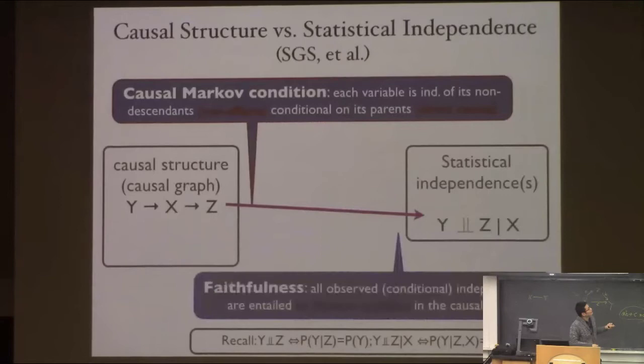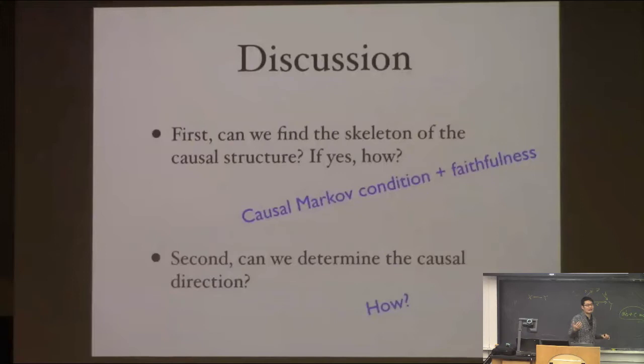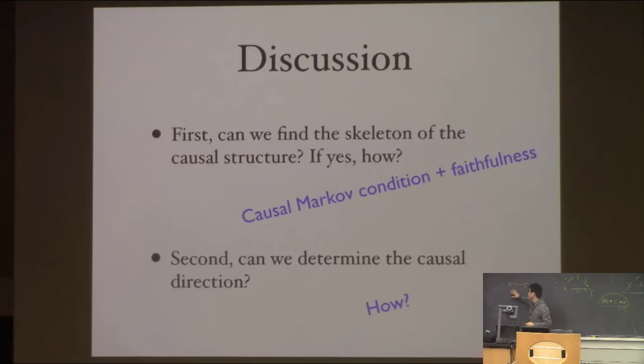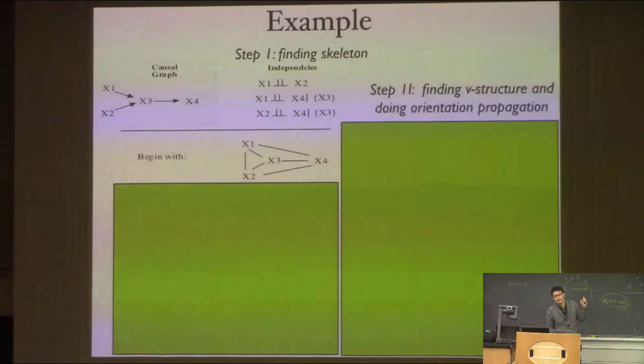Essentially, to develop a method, you have to answer two questions. First, can we find a skeleton without direction? Yes. Why? Because we just made use of this. If there's any way for them to be conditionally independent, then they are not adjacent. Otherwise, they are adjacent. And the second, can we find the direction? Later, you will see that yes, we can find the direction. Okay, let me illustrate this procedure with an example.